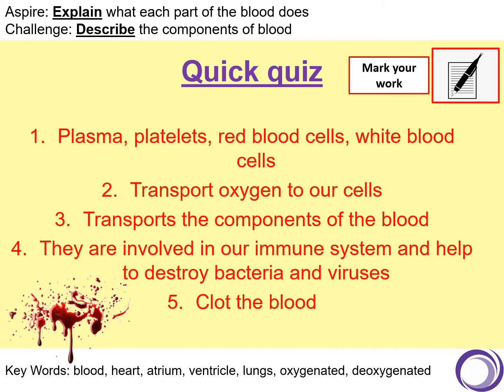Question number 4 is, why are white blood cells so important? They are important because they are involved in our immune system and they help to fight pathogens such as bacteria and viruses and destroy them so we do not become poorly. And the last question was, what do platelets do? And platelets, remember, they are responsible for clotting the blood.